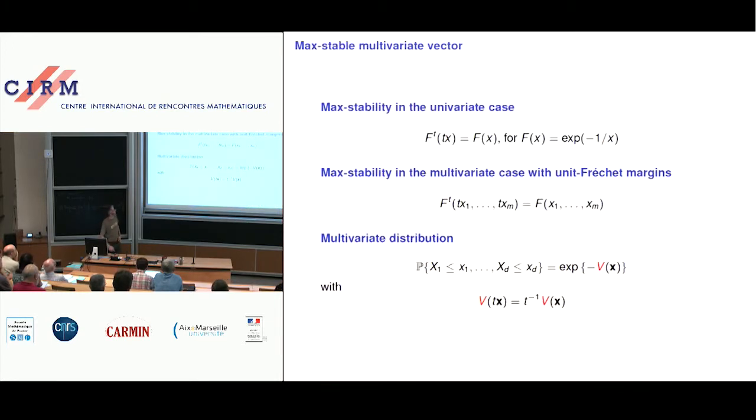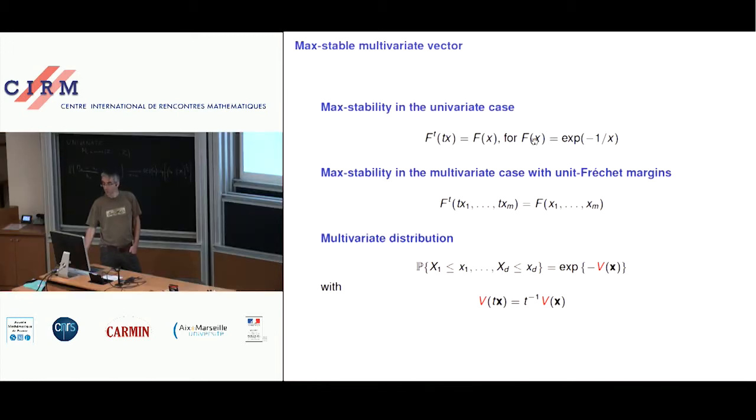So if I go back to my line in the univariate case, I have this. And if I want to preserve the max-stable property in the multivariate case, I'm just going to say, well, now I don't have one dimension, but here m dimensions. But I would like to have exactly the same property.